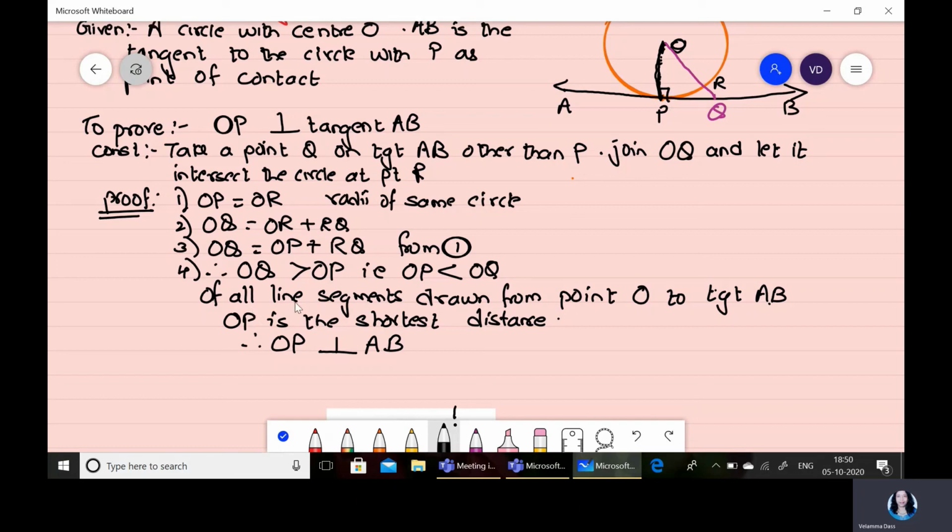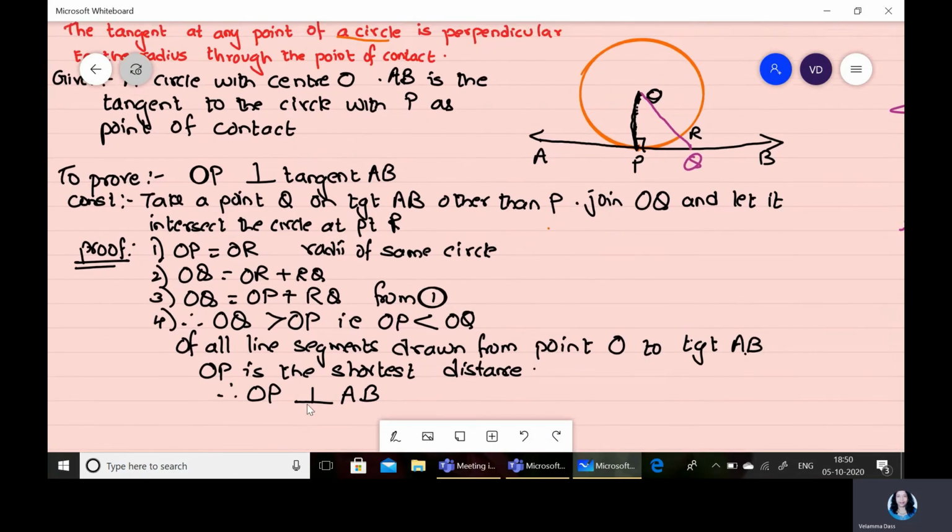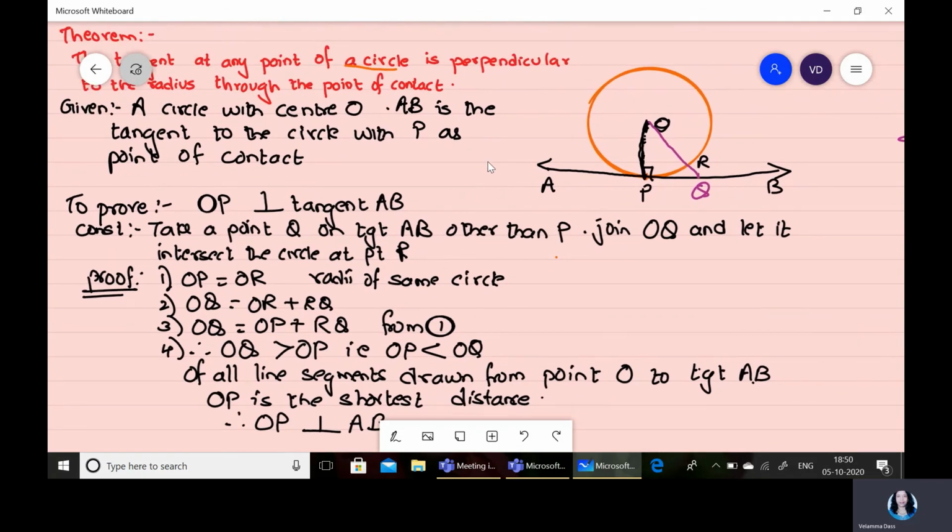So of all the line segments you are drawing from the point O to the tangent AB, you will find OP is the shortest distance. Therefore, OP will be perpendicular to AB. So I hope you have understood that we have proved that if you have a tangent at any point of a circle, it will always be perpendicular to the radius. Whenever you go for application, you can use this by saying that the tangent is always perpendicular to the radius.